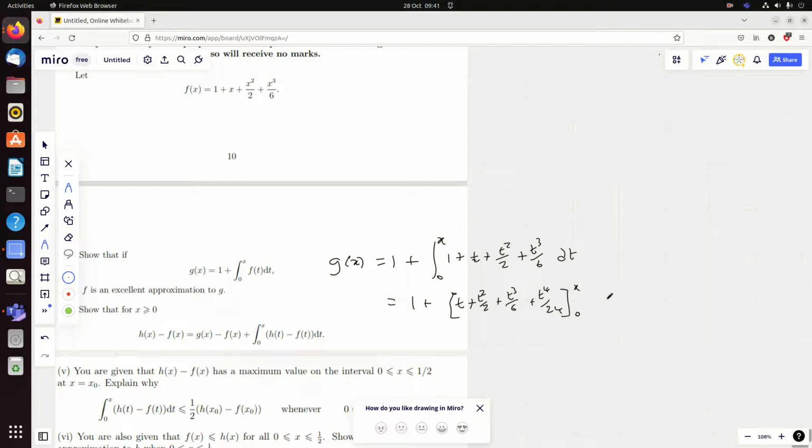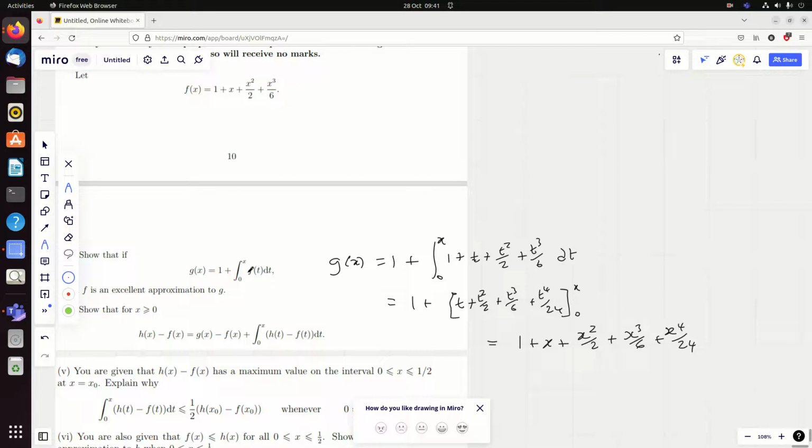Naturally, that goes to x. All the zeros are going to cancel when you plug it in, so I'm only going to just replace t for x, basically. X squared over 2, x cubed over 6, and x to the 4 over 24. Yeah, and that's it, completely integrated. If you want to write down another set of brackets and do the minus zeros, be my guest, but that should be what g of x is.